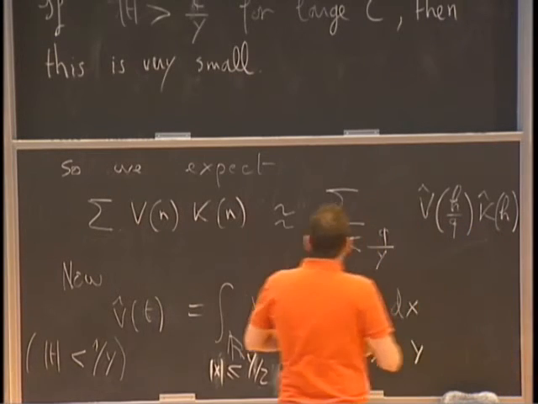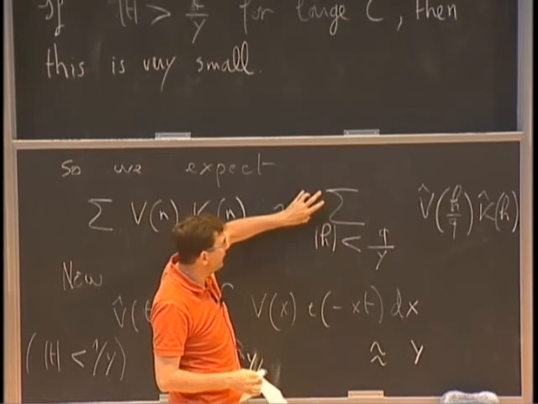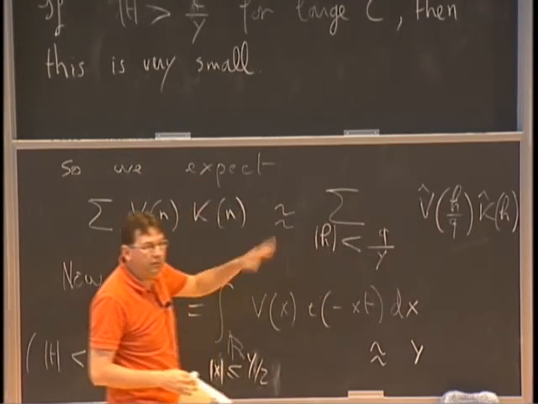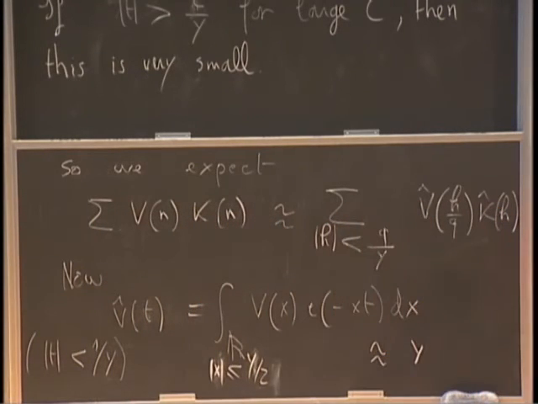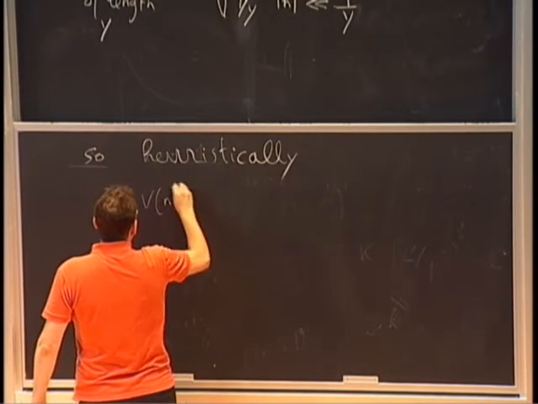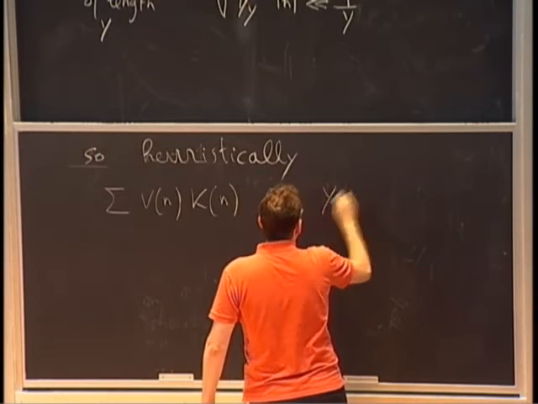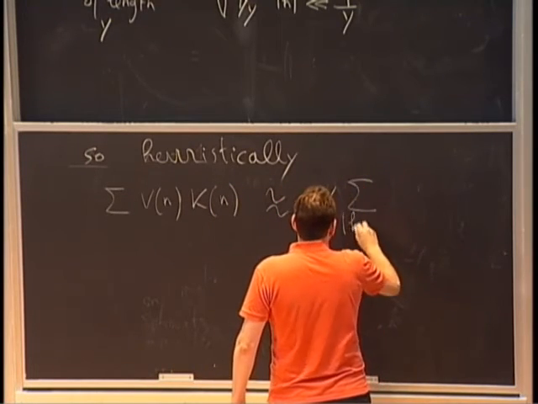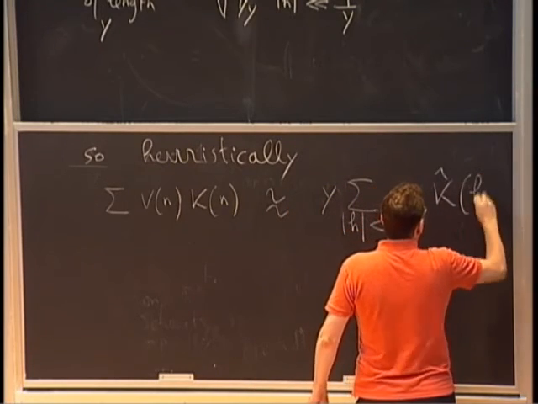Okay, and now the real meaning of the squiggle is that we're going to pull out this constant, which is the typical size, and we're going to argue that the rest, even if it's not constant, is really like a constant of size 1. So heuristically, some v of n, k of n, somehow looks like y times the sum over h less than q over y of k out of h.